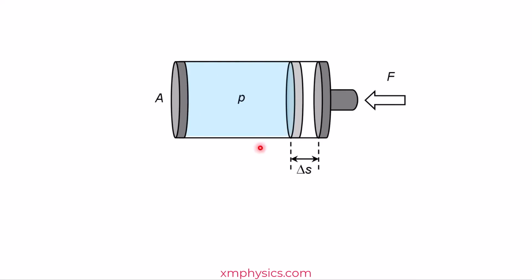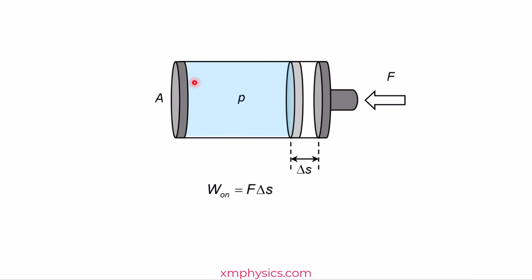So we have here a gas at pressure P. Now if you want to compress the gas, you need to apply an external force. And if you do manage to compress the gas by moving the piston a distance of delta S, then we can calculate the work done by this force. Remember, work done is force times the displacement.